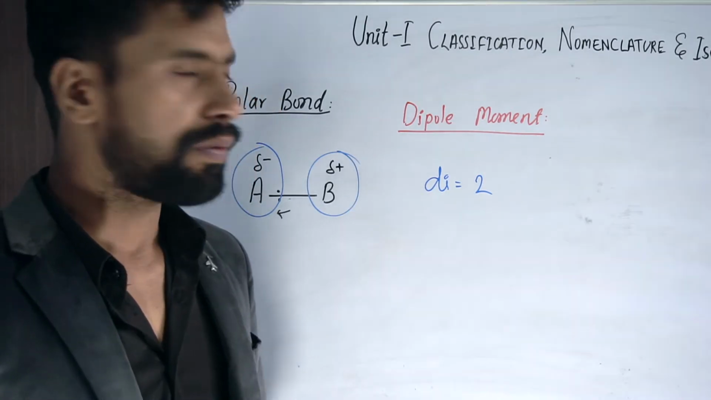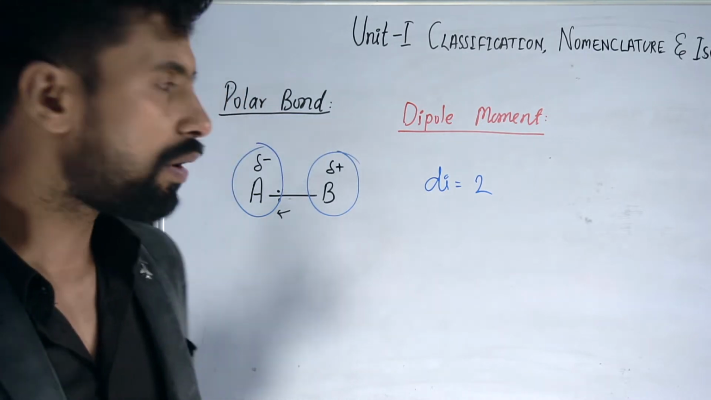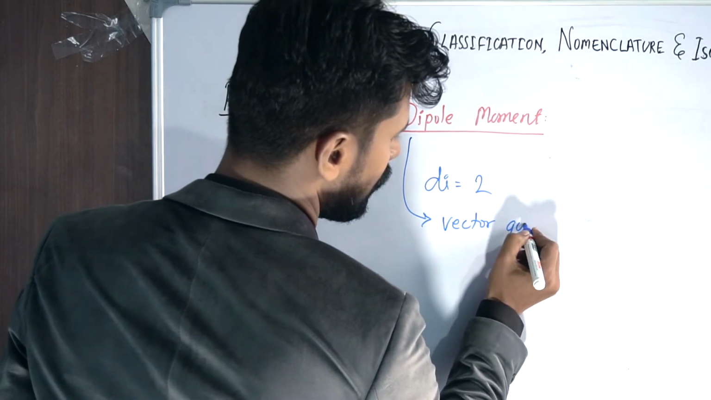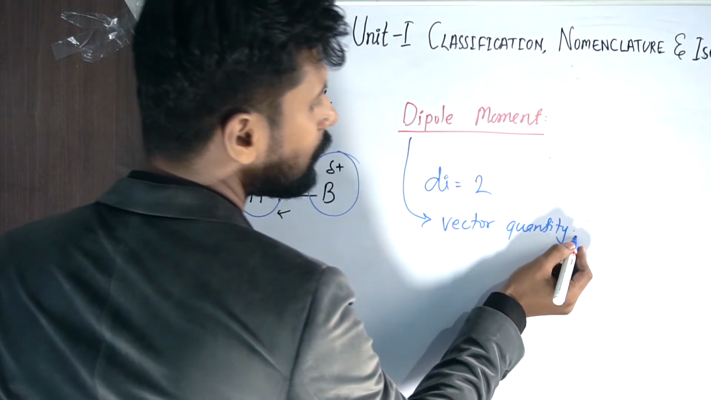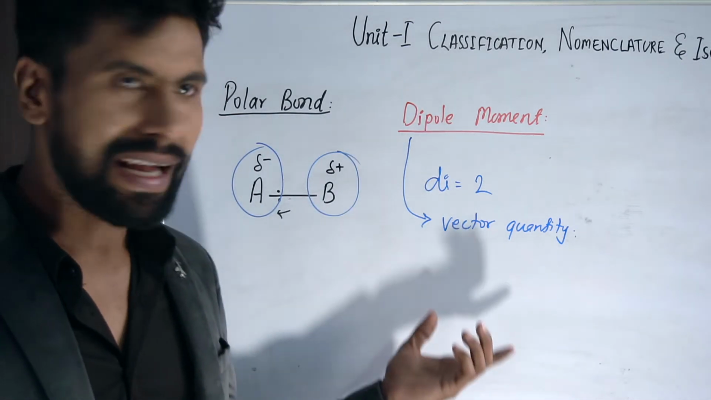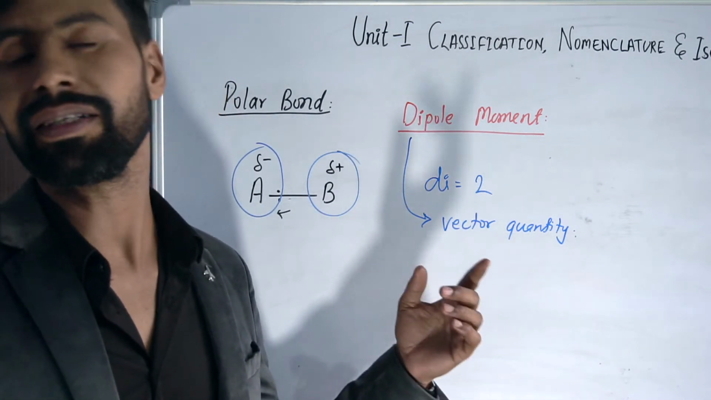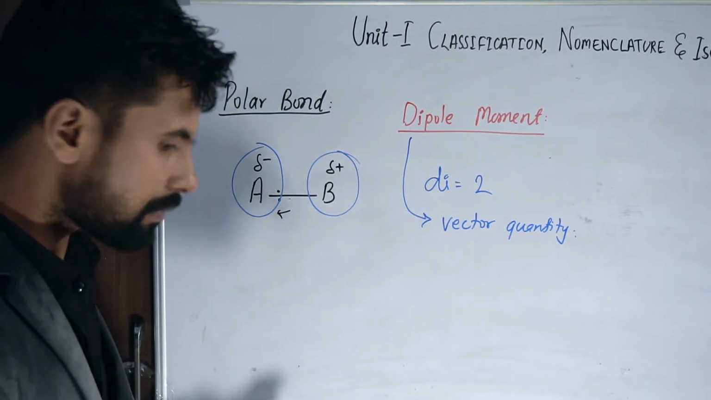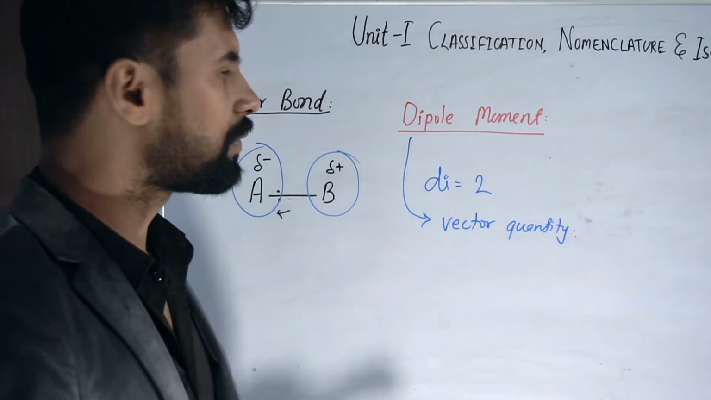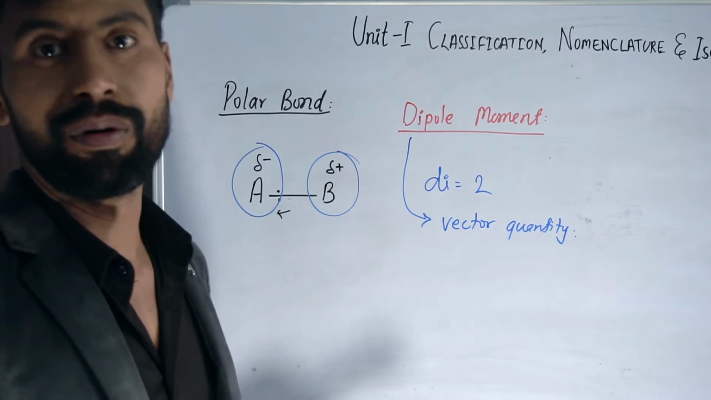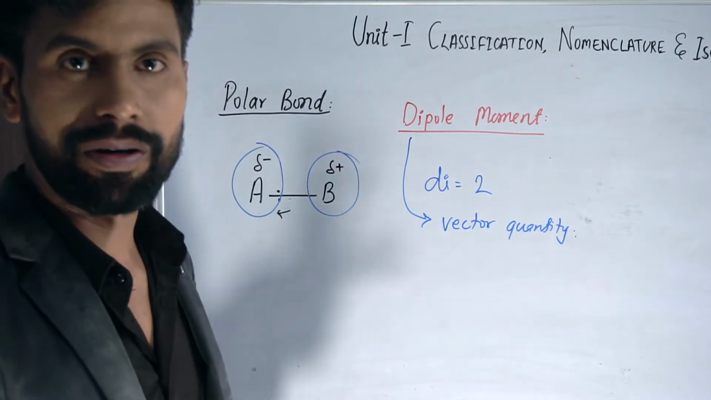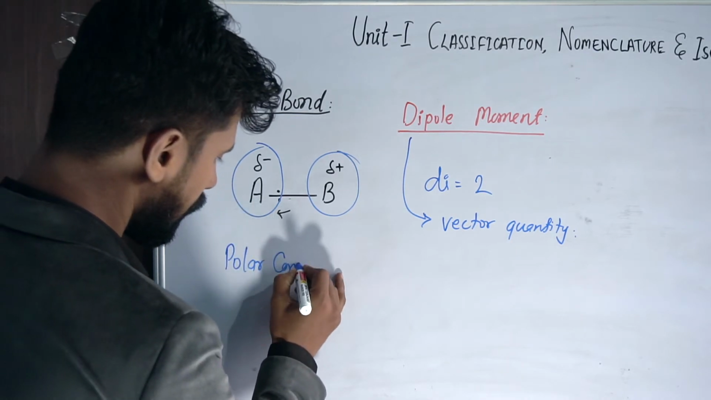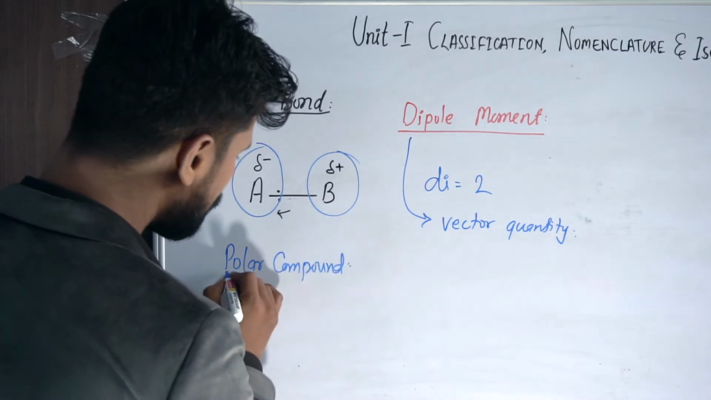Okay. And one more thing I want to add here is dipole moment is a vector quantity. What do you mean by vector quantity? Vector quantity means that which has magnitude, or a certain value, along with direction. Okay. Now the next concept which we are going to discuss is polar compound. We have already discussed polar bond. Now we will discuss polar compound. So what is polar compound?